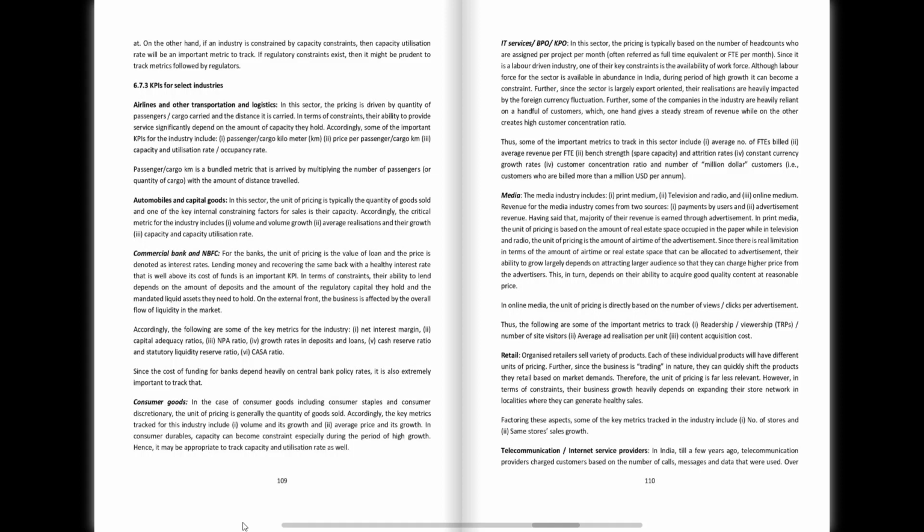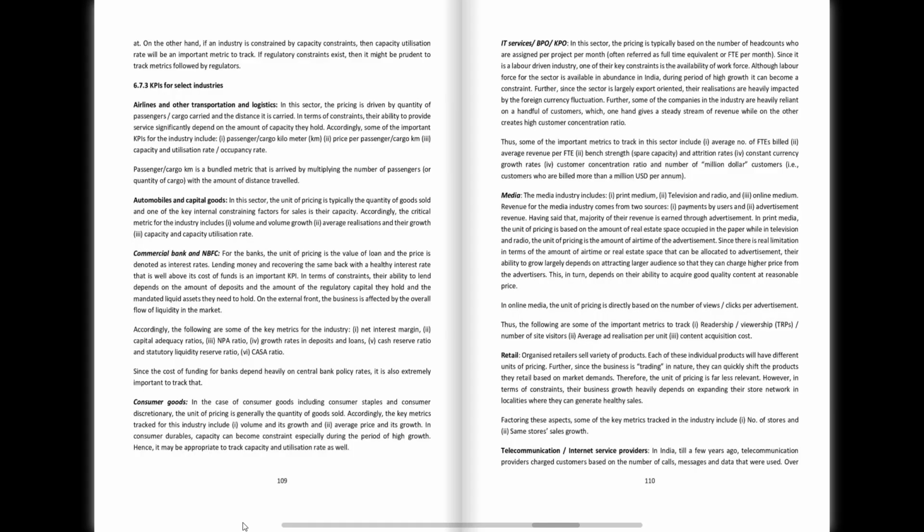In this sector, the pricing is driven by quantity of passengers/cargo carried and the distance it is carried. In terms of constraints, their ability to provide service significantly depends on the amount of capacity they hold. Accordingly, some of the important KPIs for the industry include: 1. Passenger/cargo kilometer, km, 2. Price per passenger/cargo km, 3. Capacity and utilization rate/occupancy rate. Passenger/cargo km is a bundled metric that is arrived by multiplying the number of passengers or quantity of cargo with the amount of distance traveled.